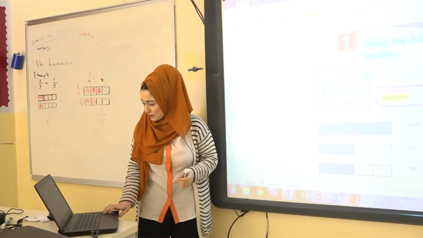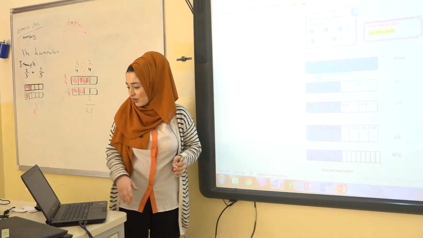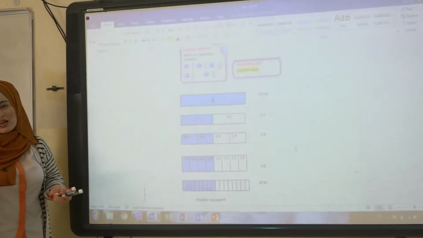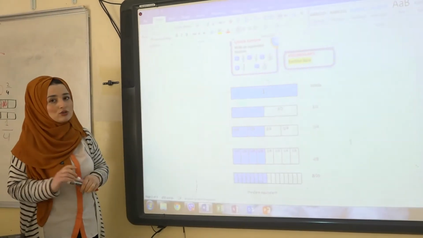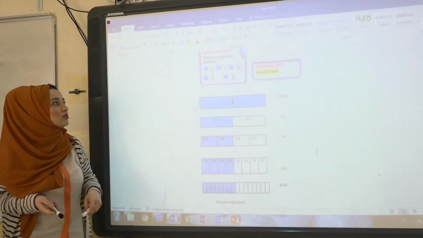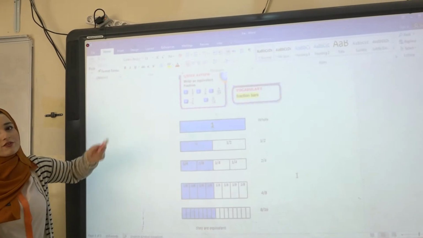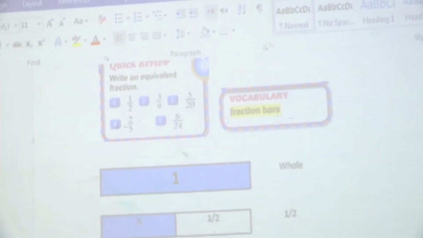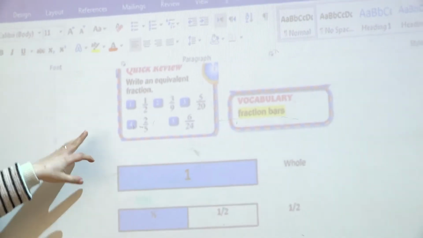Now, when we don't have like denominators, what do we need to do at this time? We need to use equivalent fractions. At first, I want to remind you what we studied about equivalent fractions. For example, write an equivalent or simplest form.